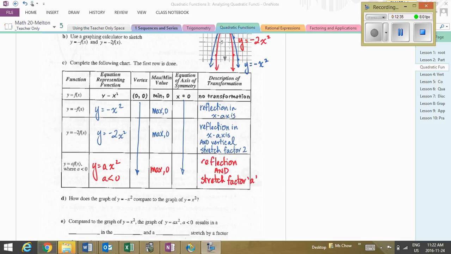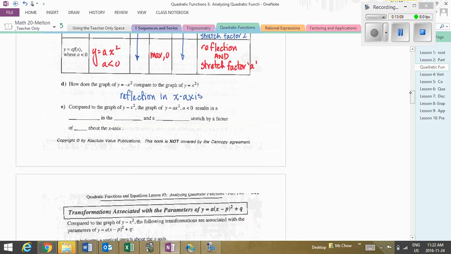So the description, when we just had a -1 as our coefficient, we're just looking at a reflection over the x-axis. When we throw in a -2, then not only do we have the reflection, that's a negative, we also have a vertical stretch factor of 2. So how does the graph compare then? Is that it is a reflection in the x-axis.